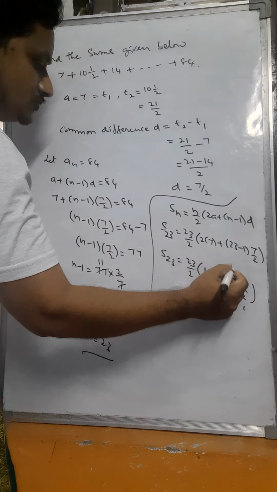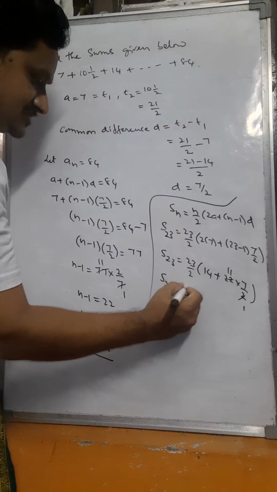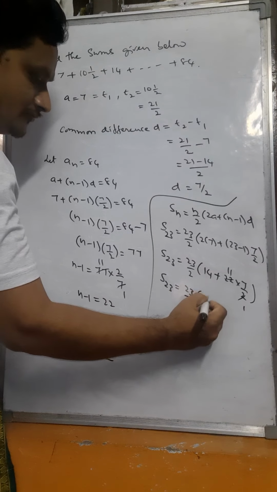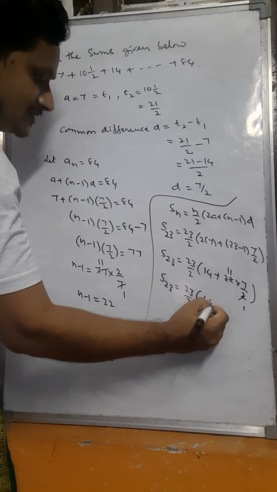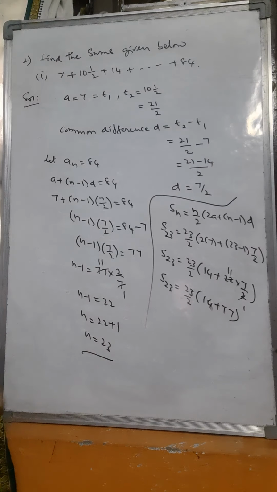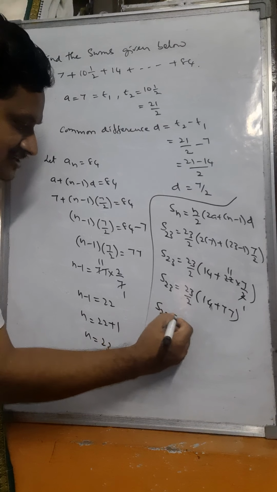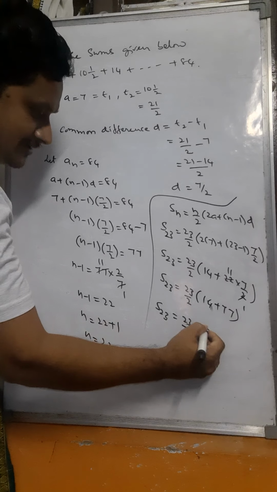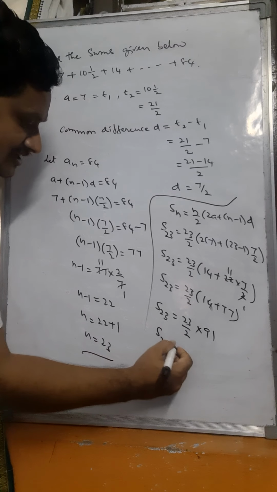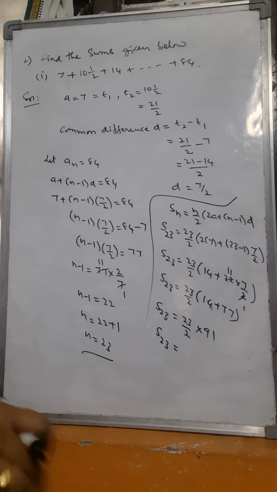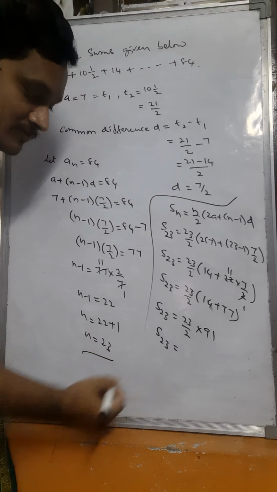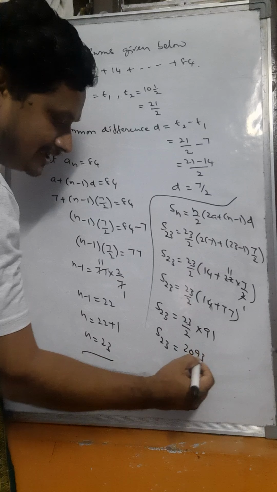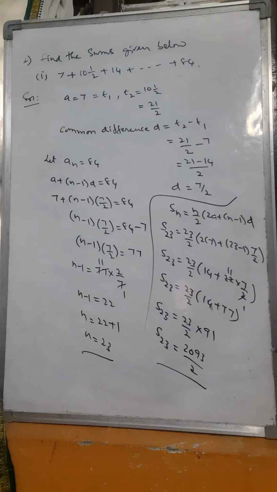2 ones are 2, 11 sevens are 77. So S23 is equal to 23 by 2 into (14 plus 77). That is S23 is equal to 23 by 2 into 91. So 23 into 91 is 2093 by 2. So the sum of the 23 terms is equal to 2093 by 2.